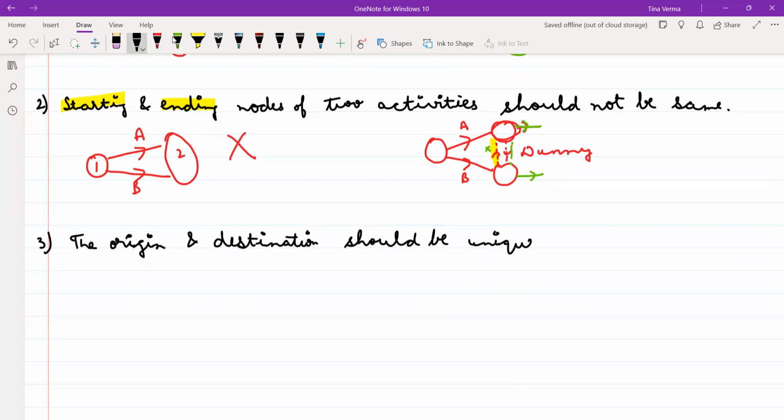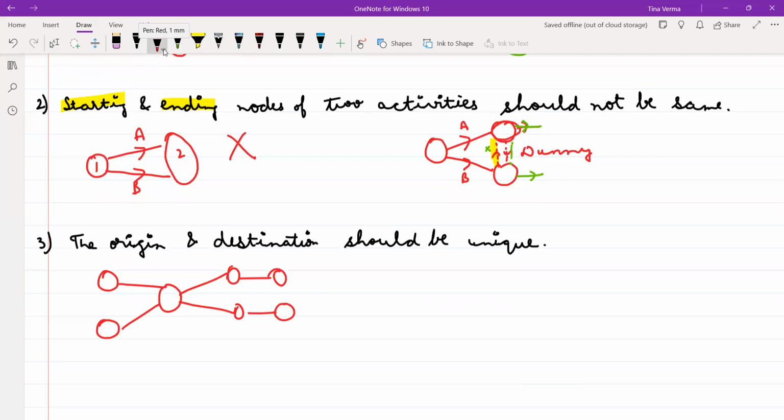Should be unique. That means from where you are starting and where you are ending, it should be unique. If it is a situation like this, it is not allowed. Why? Because from here, my origin has two distinct nodes. So the origin should be unique, right? So in this case, it should be like this.